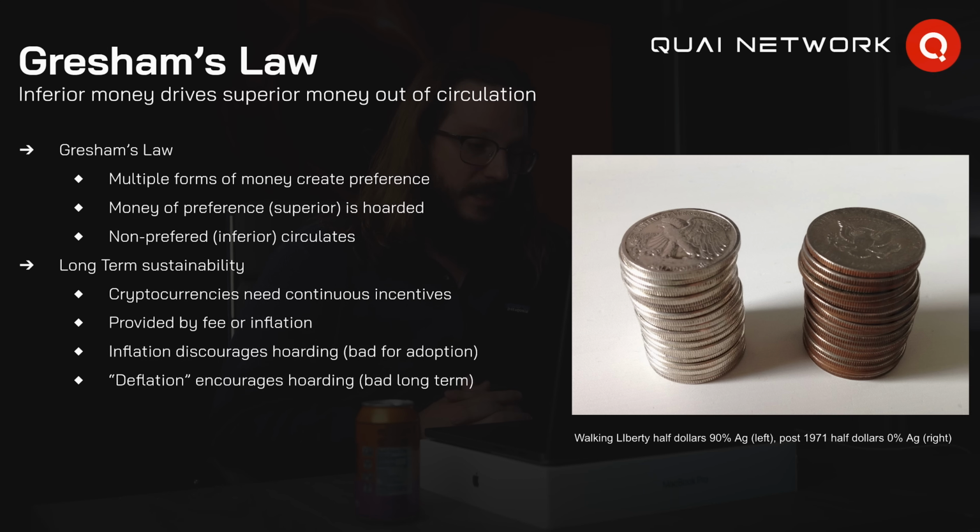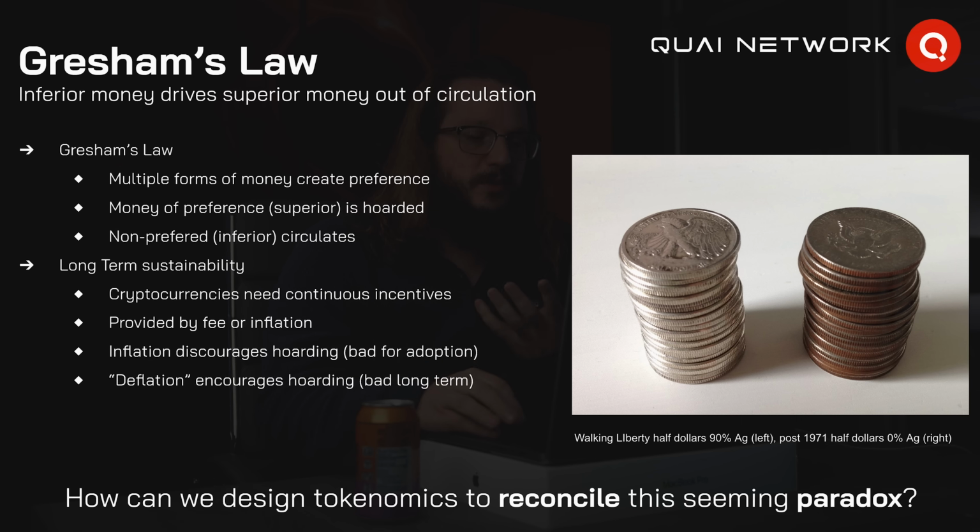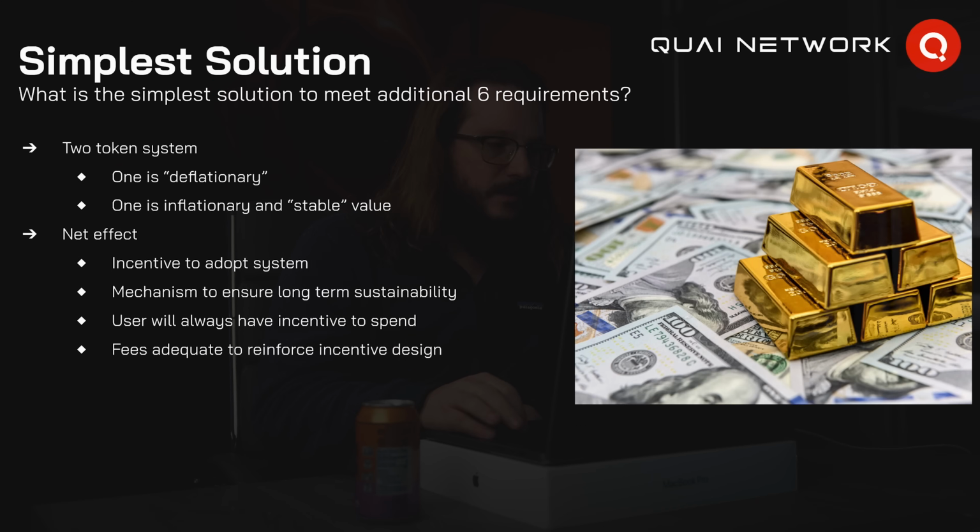Another way to put this is deflation encourages hoarding, which is bad for the long term. But if we look at the dollar, inflation discourages hoarding, which is bad for the short term and adoption. So what Gresham is really setting up for us is that we have a paradox around money. We're trying to simultaneously achieve two things: something that is good for adoption and wants to be hoarded, but also something that can set up sustainable long-term economics by encouraging transactions. So the question is, how can we design tokenomics to reconcile this duality of needs of money in a monetary system?